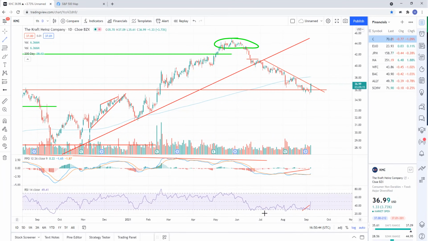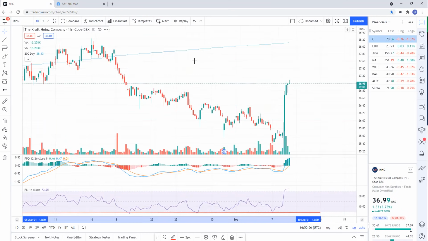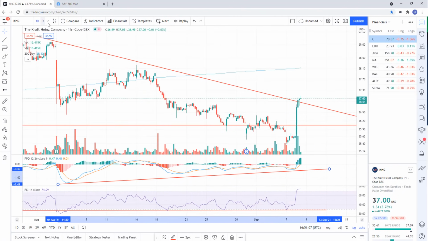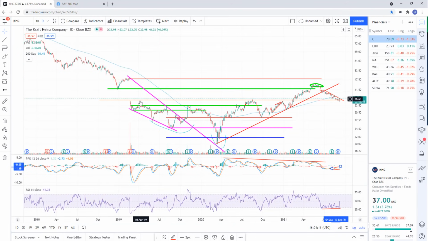KHC, again, has bullish divergence. You can see right here, we're starting to build that bullish divergence on the RSI, and then the PPO is kind of starting to show up right there. You can see it on the hourly. There it is. See how the momentum is moving higher on the PPO, and yet price continues to work its way lower. Today, it looks like we're breaking back above this resistance line.